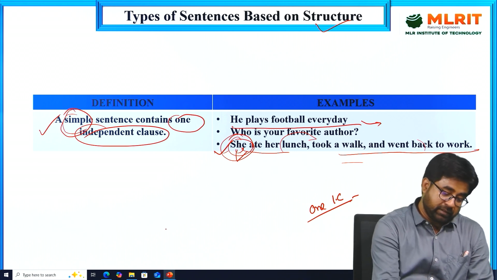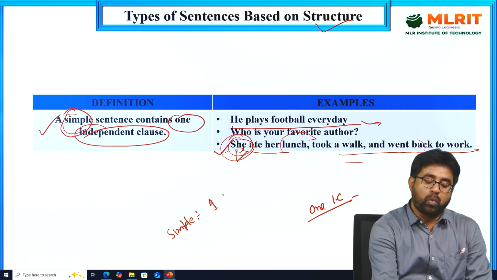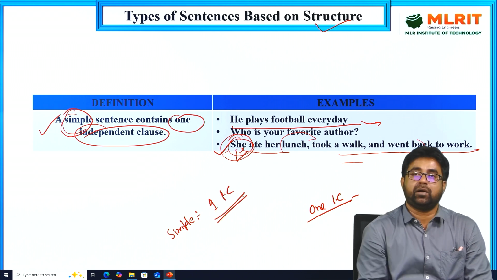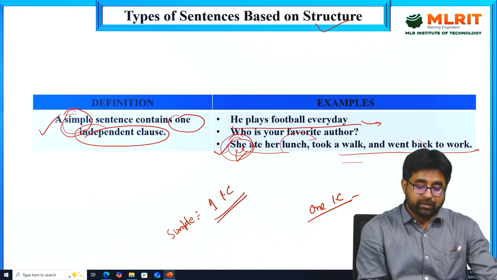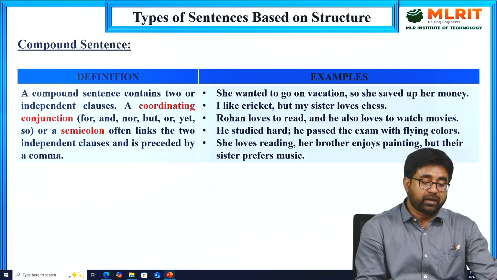So what is the simple formula? Simple sentence is equal to one IC, one independent clause. So I hope it is clear. But now let's see the next kind of sentence, that is the compound sentence.